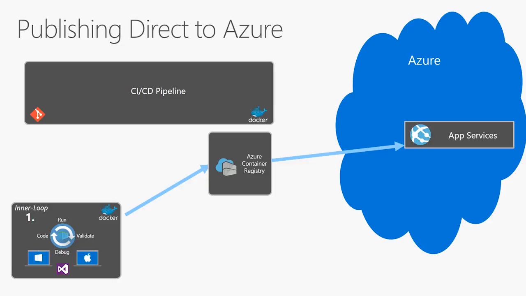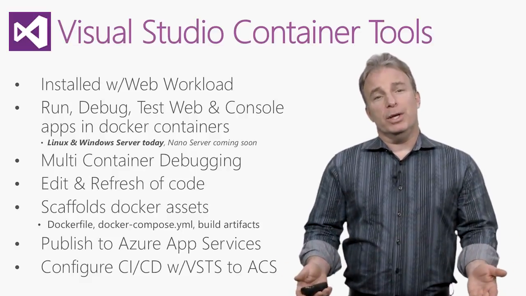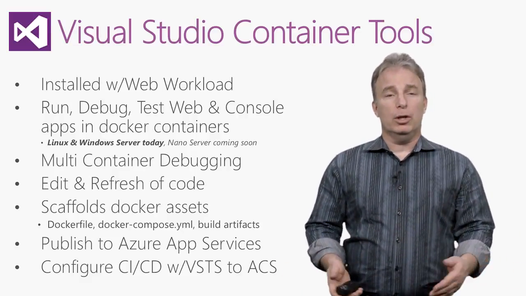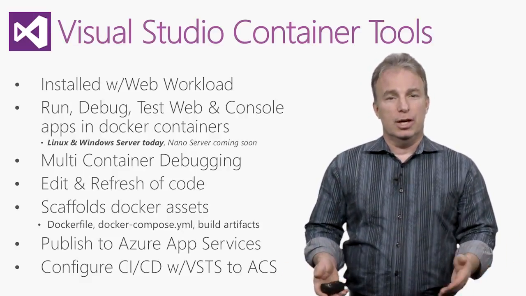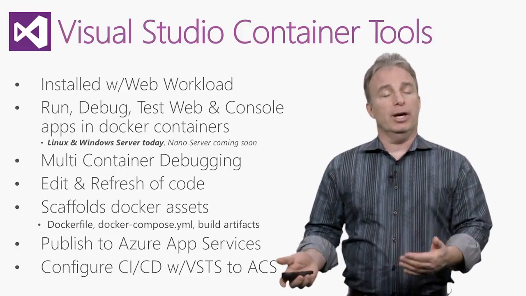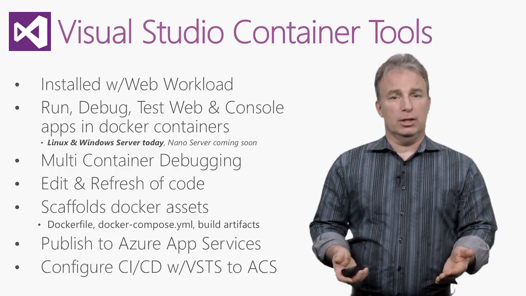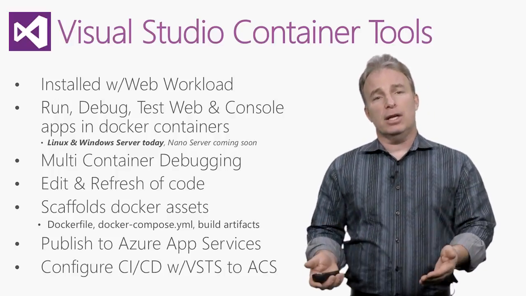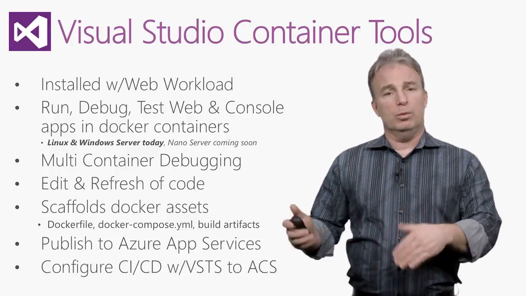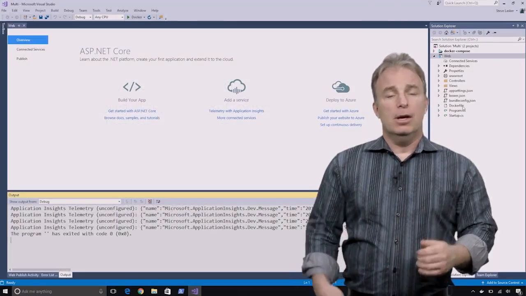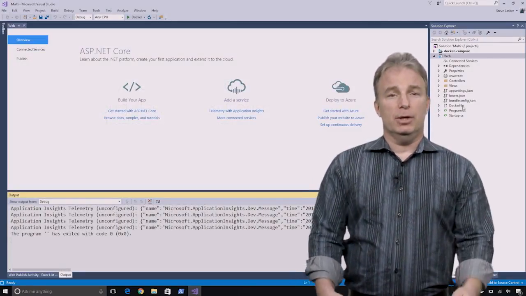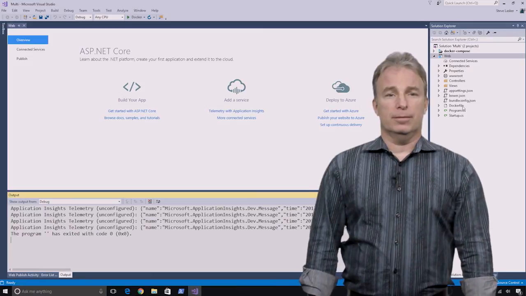Now, with Visual Studio 2017, when you install the web workload, you're going to get the container tools, which includes the publish to Azure App Services. The Configure CI/CD with Visual Studio Team Services to ACS is an extension that's in experimental mode, which I'll put a link for at the end. So with that, let's jump into the demo and let's see how this all works.